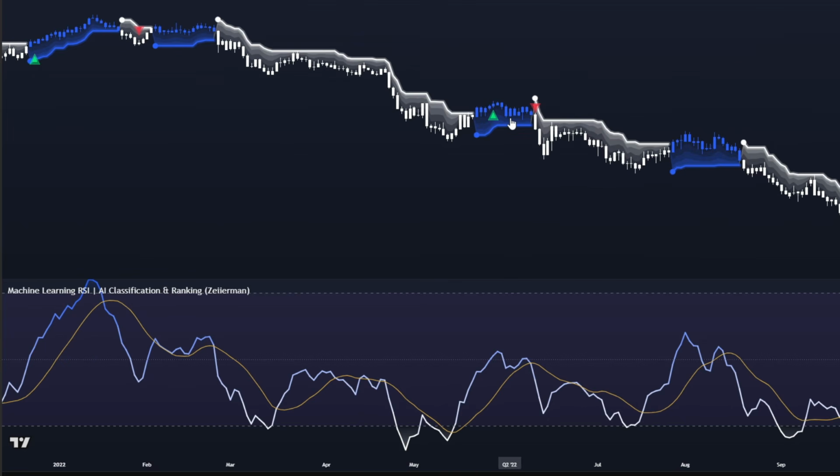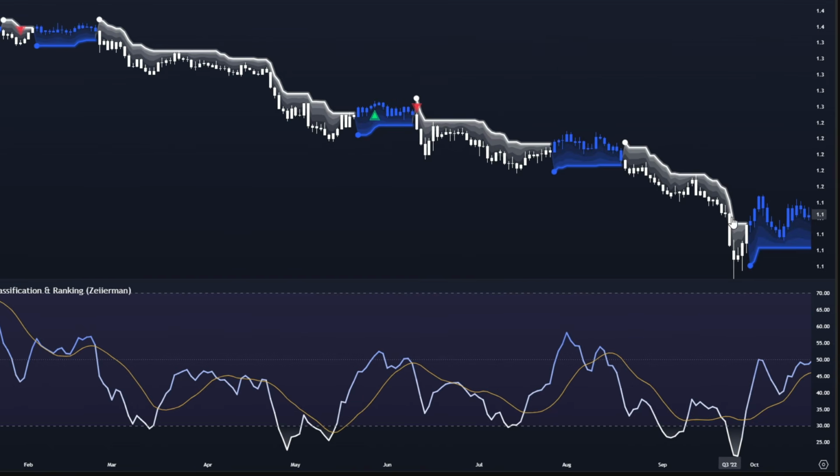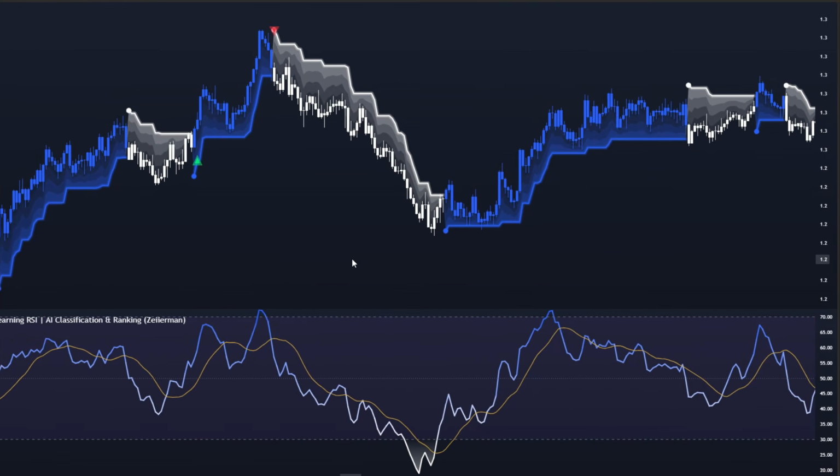But again, divergence only means weakness. After a divergence, you may only get a pullback. So this alone is not enough, and any reversal decision still needs confirmation. Now let me explain the bands on the price chart.